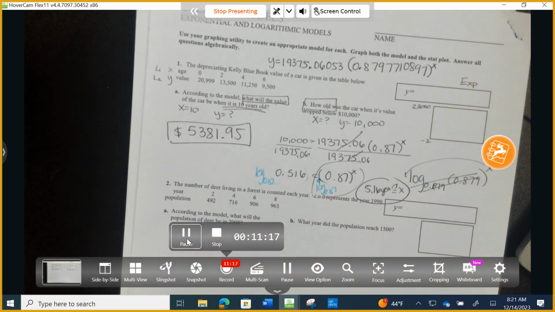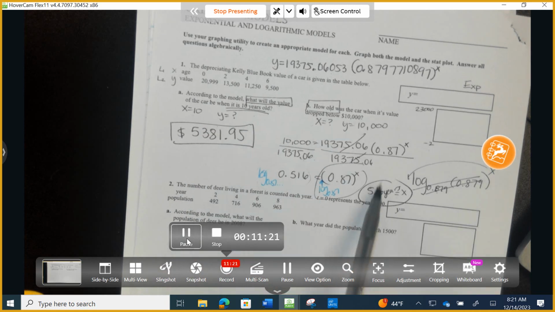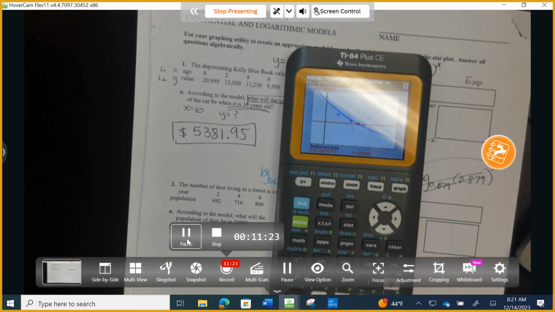If I'm you and I have extended time, and I know I have to do it algebraically, I would probably do it algebraically, and then since it's so quick to plug into the calculator, I'd make sure that my answers match up.